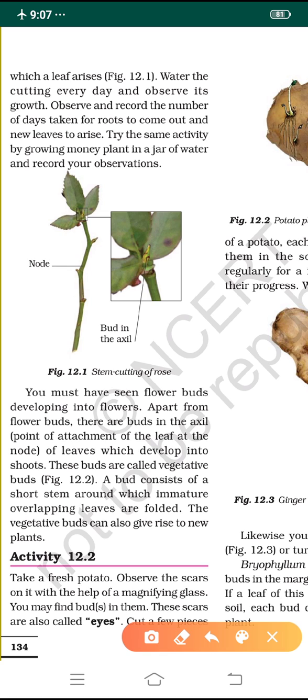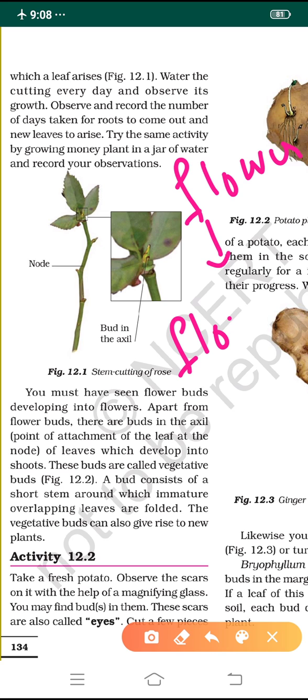Try to do the same activity by growing a money plant in a jar of water, and you can record your observation. What we observe is, you must have seen flower buds developing into flowers. You have all seen flower buds. What do they become? The flower buds develop into flowers.